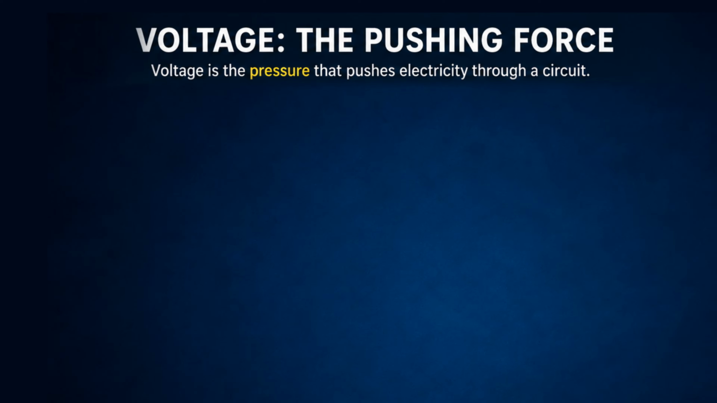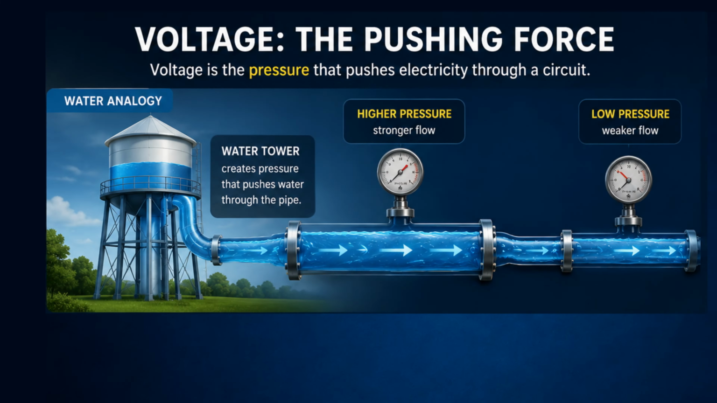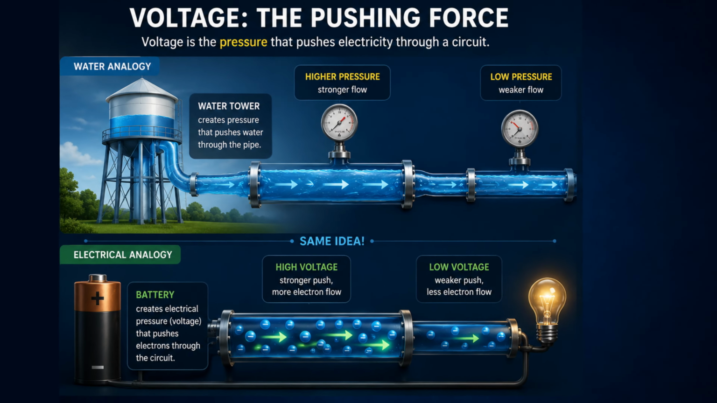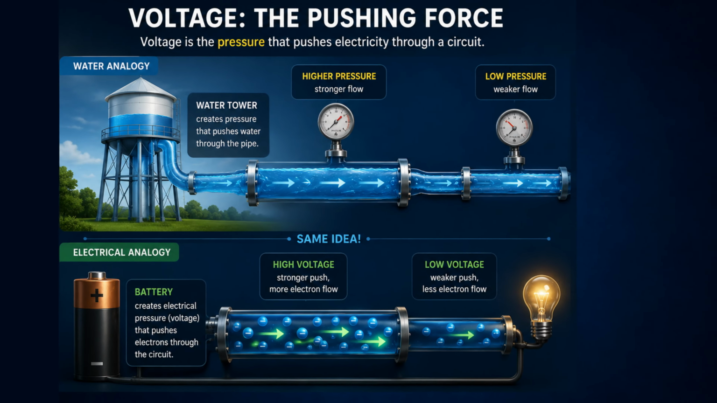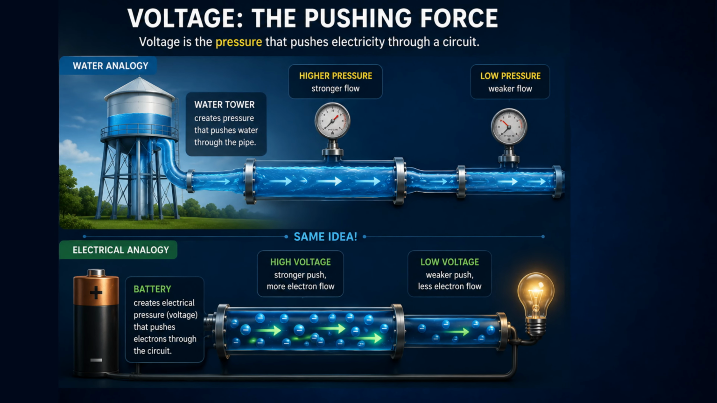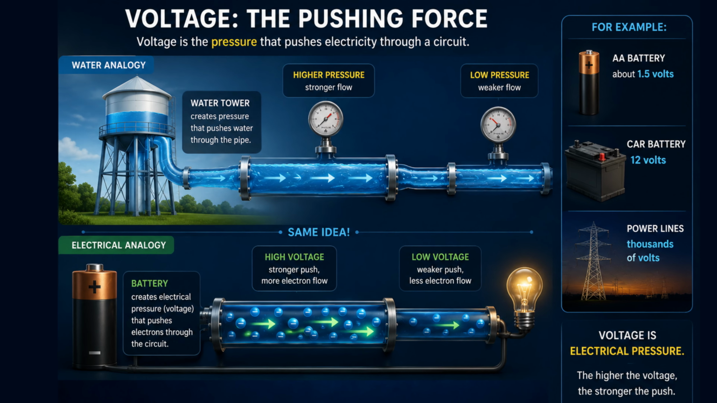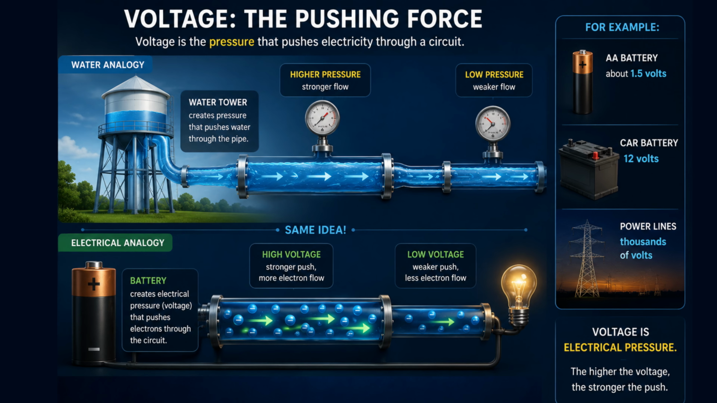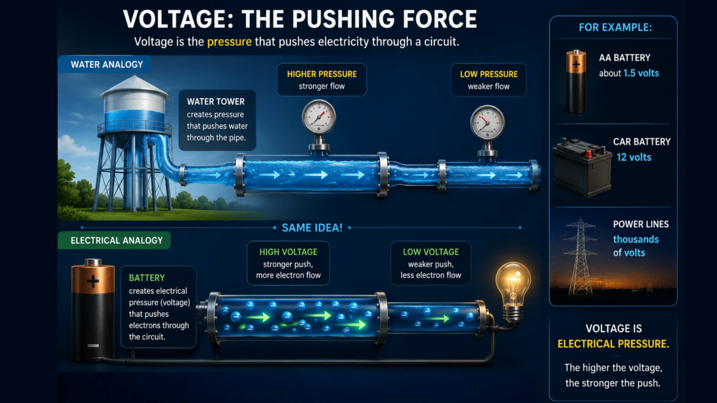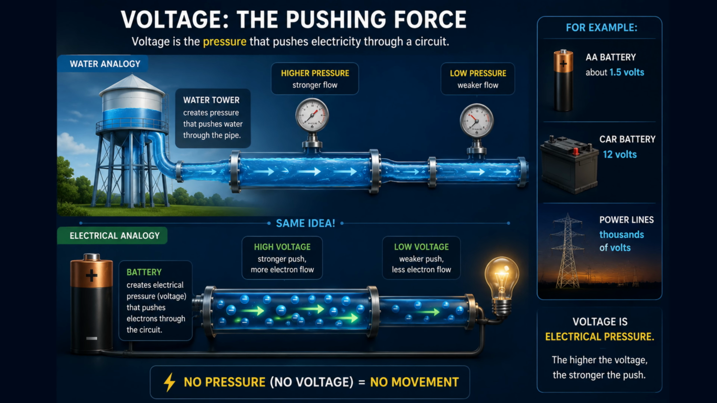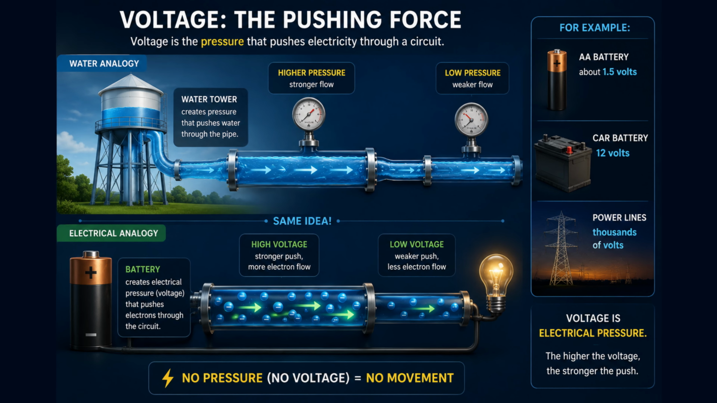Let's start with voltage. Voltage is the pushing force behind electricity. A battery creates electrical pressure that pushes electrons through a circuit. The higher the voltage, the stronger the push. For example, a small AA battery has about 1.5 volts. A car battery has 12 volts. Power lines can carry thousands of volts. So voltage is basically electrical pressure. No pressure means no movement.